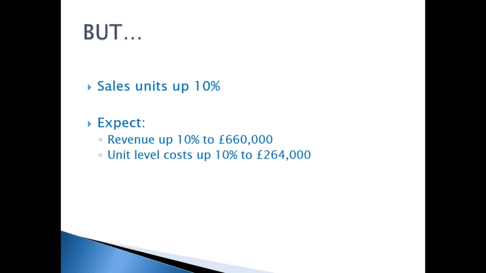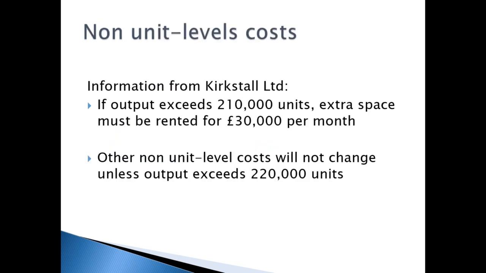Now these are the unit level costs, the revenues and the unit level costs. For the non-unit level costs, we would need a bit more information. So we've been to Kirkstall and asked them, and they have said that the situation is that if their output exceeds 210,000 units, they need to rent extra space. But the other unit level costs won't change. Now the actual output was 220,000 units, so the rent will go from 100,000 to 130,000, but the others will stay where they were, which was £50,000.